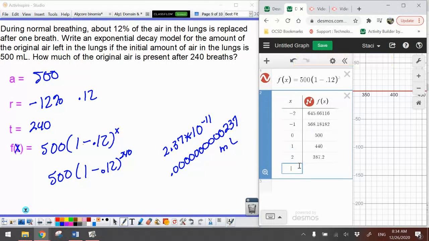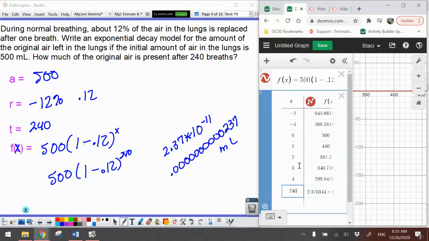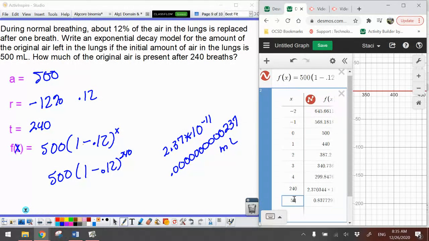So at 0, it's 500. At 1, it's 440. At 2, it's 387. If I wanted to see how it decreases, I can keep putting in the numbers. I can even put in my 240, and I see the 2.37 times 10 to the negative 11th. If I wanted to know what it was at 50, I can put in a 50. So I can use the table to evaluate where I am.